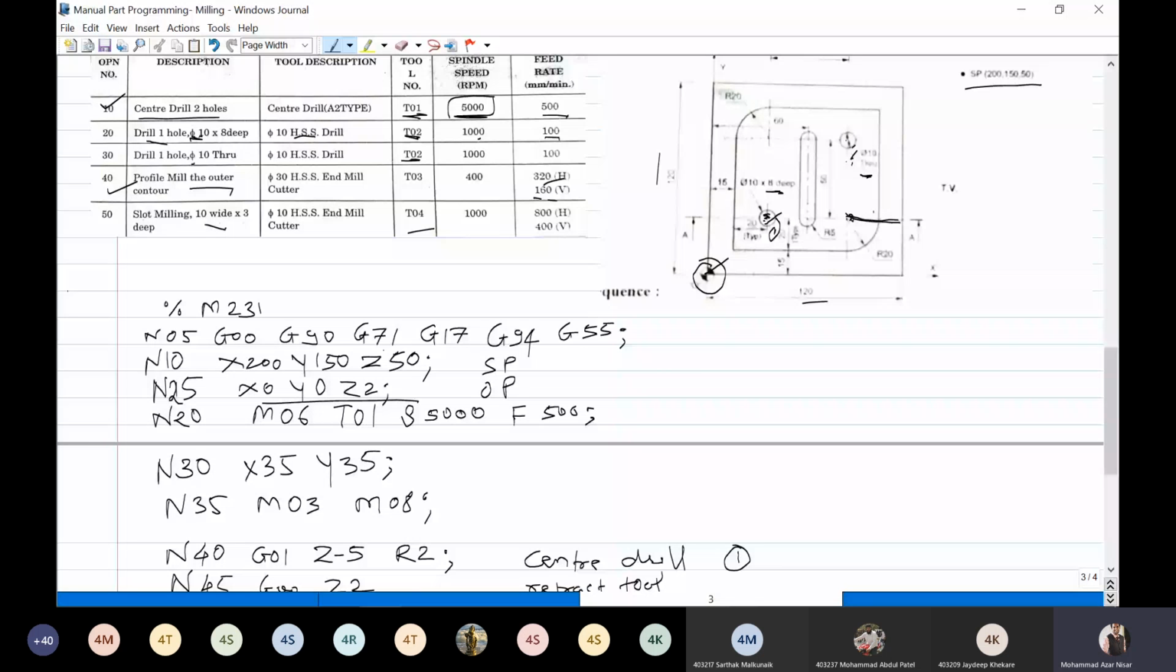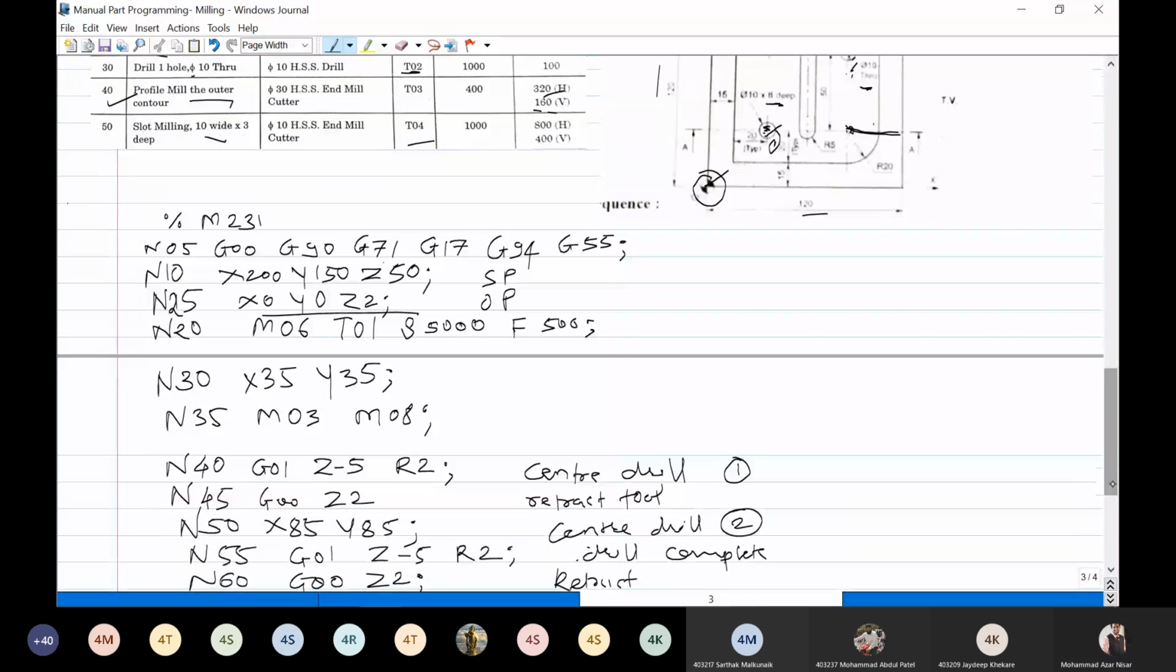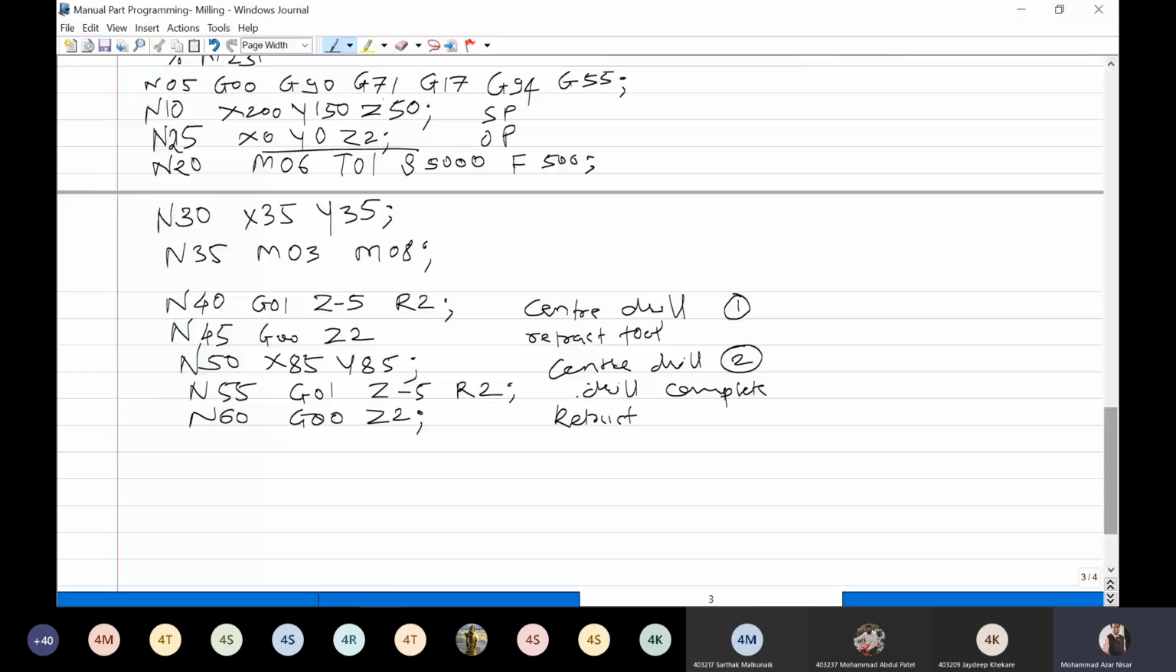Then the next one is a drilling operation. Only one tool is used for drilling both holes, but the depth is different for hole number 1 and hole number 2, which is a through hole. The same tool is used. So for that, first you have to call the tool change in the block.